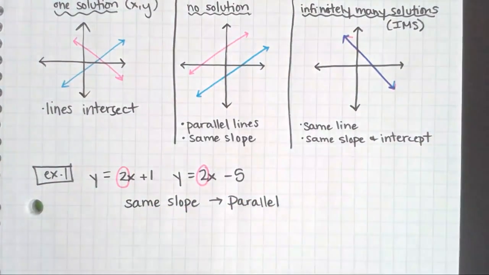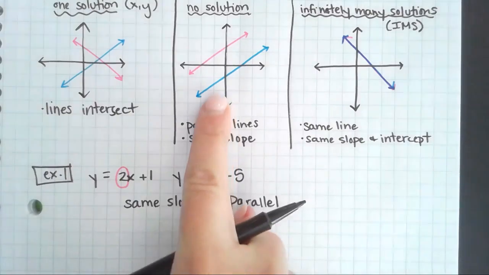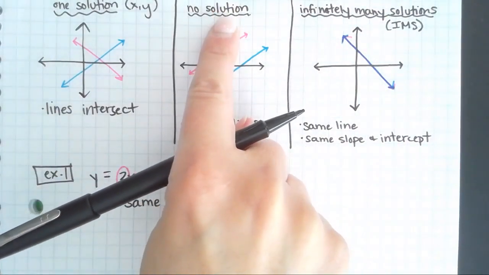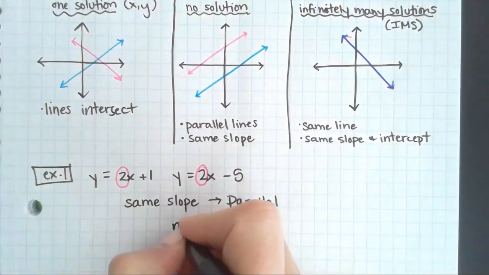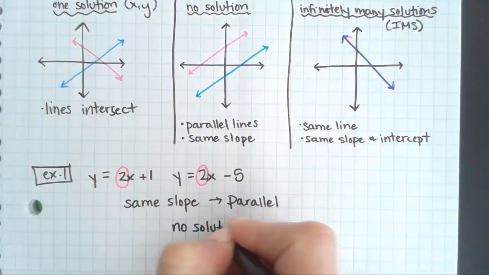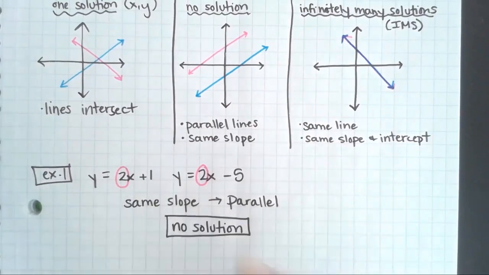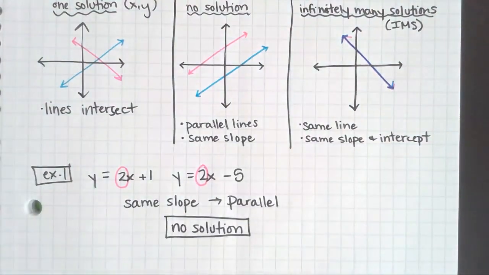So what's my answer to this? Joseph? What's my solution? No solution. Yep. So it's asking us for the solution. We have to say no solution. We don't say that they're parallel, but the reason there's no solution is because they're parallel. Exactly. Good. No solution. Your answer, you put down no solution.